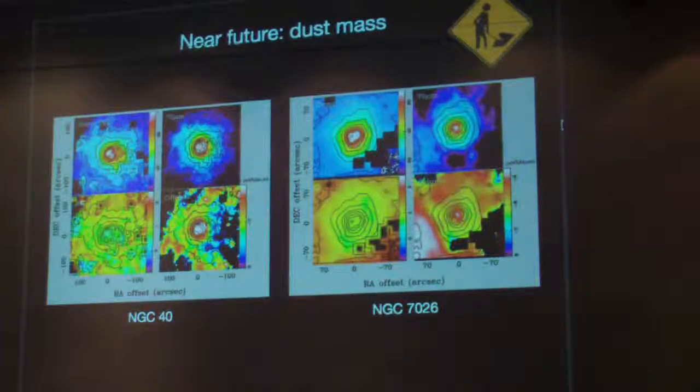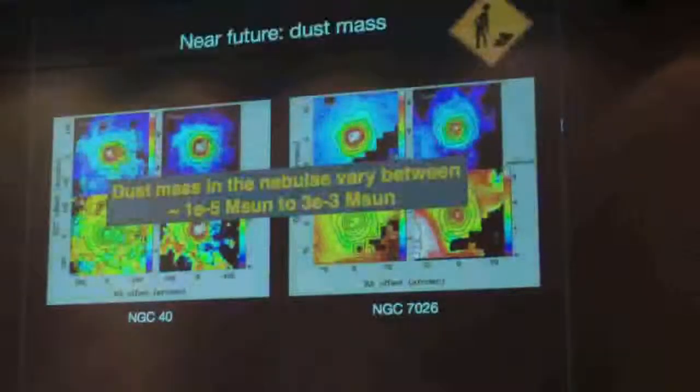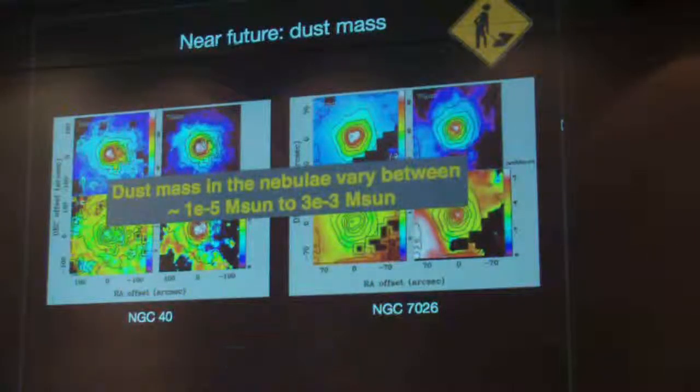But this is very dependent on the chemistry, which I'm still trying to disentangle using the spectroscopy and the photometry data I have. For now, what I can tell you is that the dust masses I find in those nebulae are between 1 times 10 to the minus 5 solar masses and 3 times 10 to the minus 3 solar masses. That's quite a bit. This is a very conservative estimate, actually, and it's quite a bit of dust that we see out there.